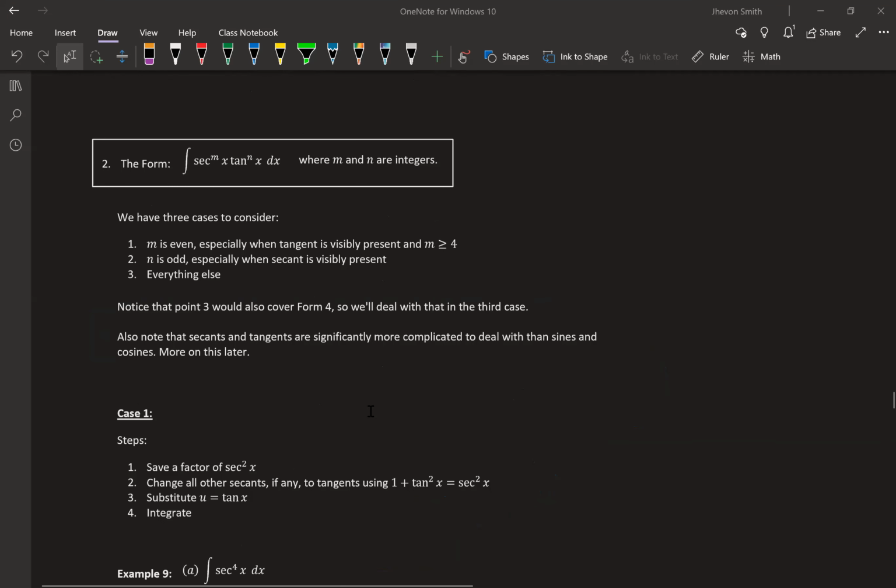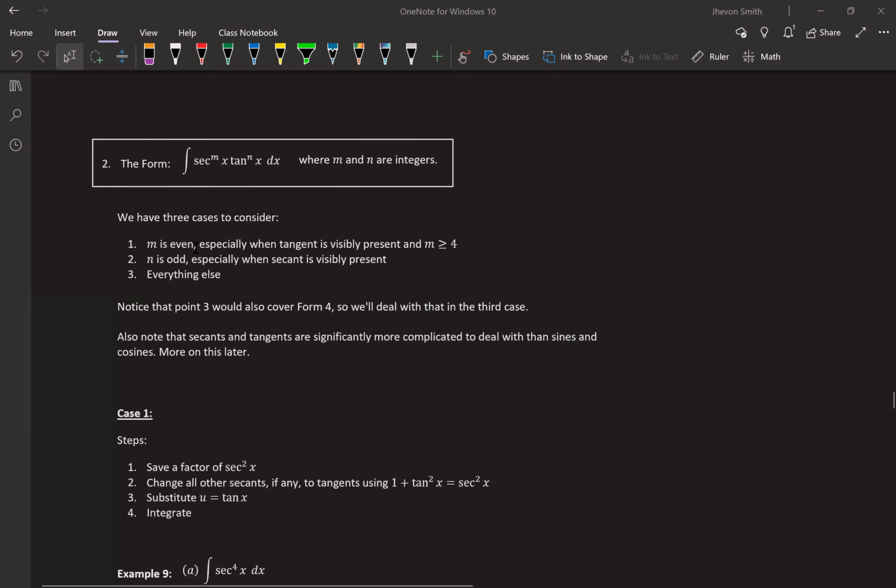Okay, so here are the cases for secants and tangents. Just by looking at the cases, you're going to realize we're in a different ballgame at this point, right? We're not in Calc 1 anymore, kids. If this doesn't wake you up, I don't know what is. So here are the three cases. If you have the integral of secant to the mth power, tangent to the nth power, where m and n are integers, how do we deal with those?